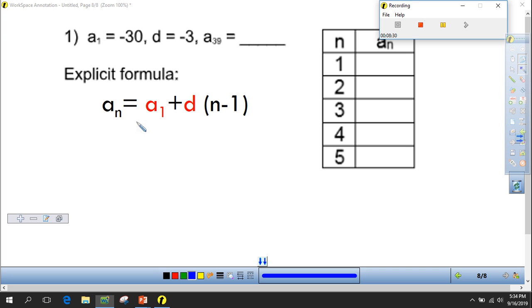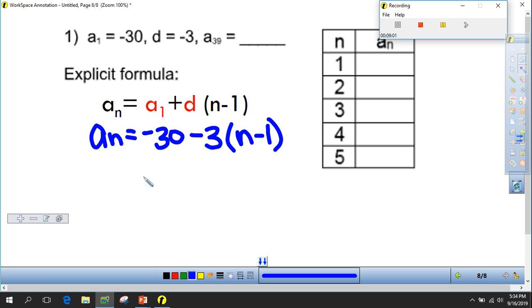Okay? Well, let's start with my formula. an is going to stay an every single time. A sub 1 just means my first term, so that's negative 30. My difference is to subtract 3 each time. That just came from the problem right here. And then parentheses, n minus 1. Boom. There's my explicit formula.